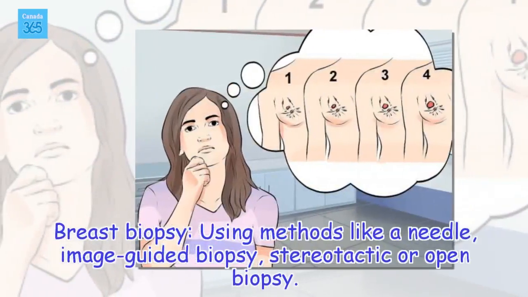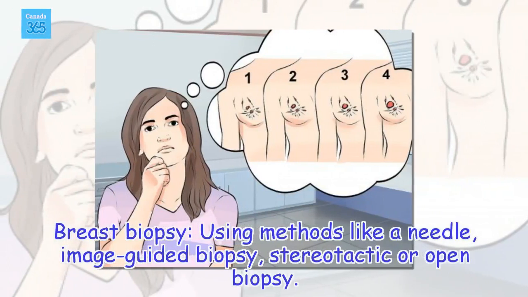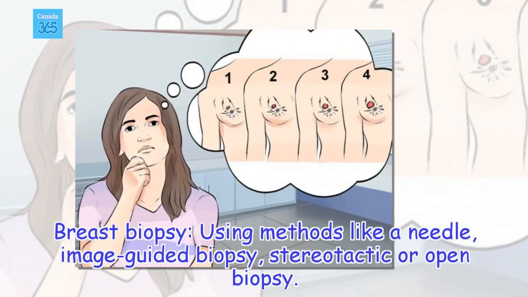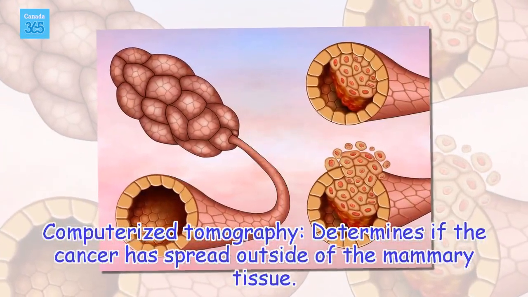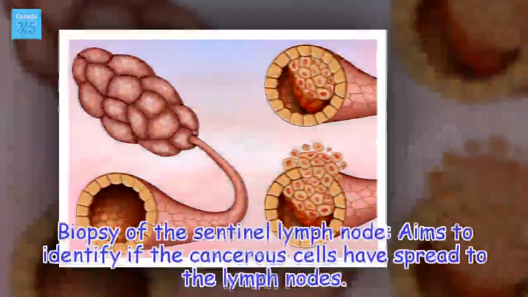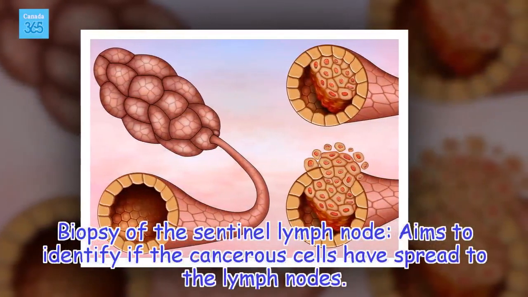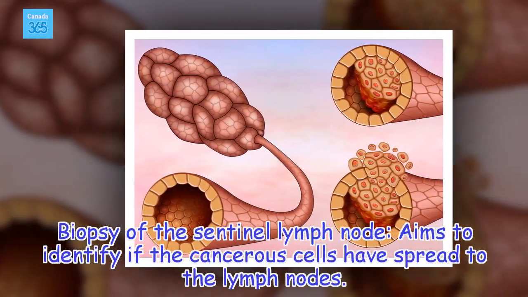Breast biopsy, using methods like a needle, image-guided biopsy, stereotactic or open biopsy. Computerized tomography, determines if the cancer has spread outside of the mammary tissue. Biopsy of the sentinel lymph node, aims to identify if the cancerous cells have spread to the lymph nodes.